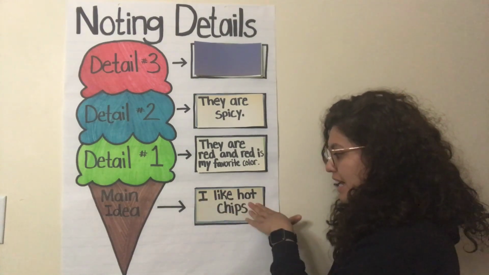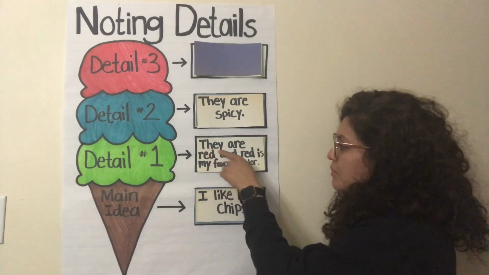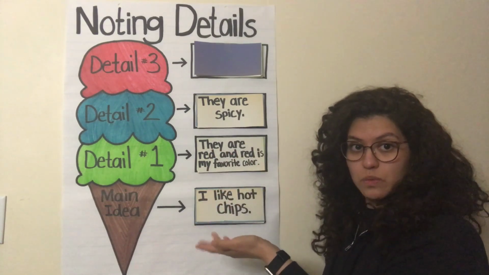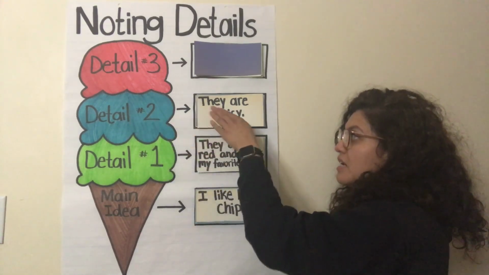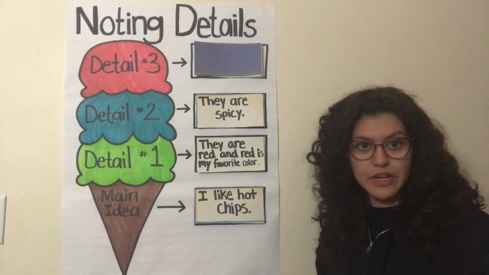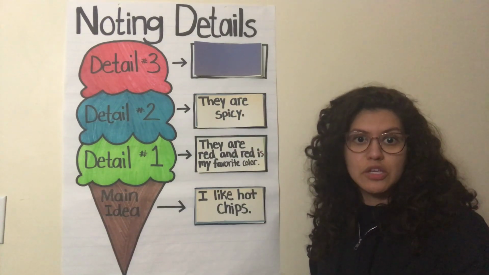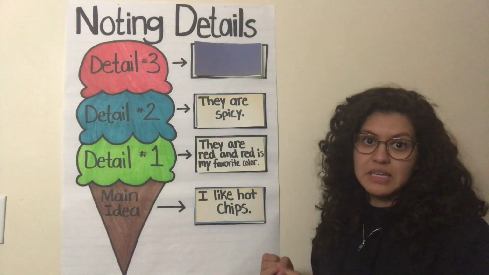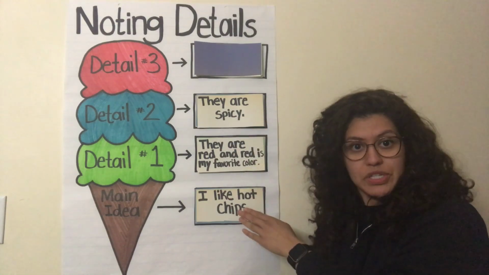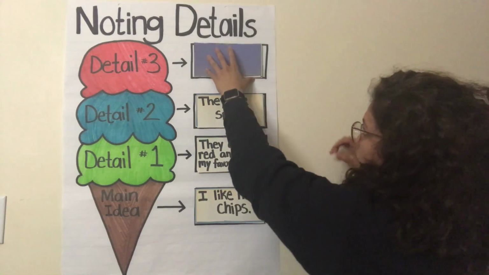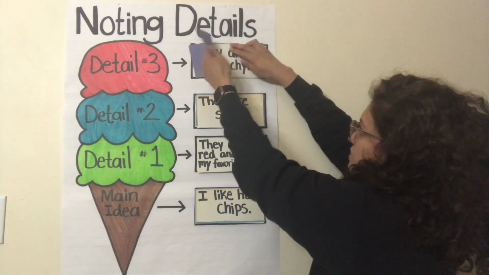So again, I like hot chips. Why do I like them? Because they are red, and red is my favorite color. That's one reason. Another reason is, well, they are spicy, so now you're understanding a little bit more about hot chips. You know that they're red, you know that they're spicy. That's two of the reasons why this person likes them. And let's look at another reason that they came up with.